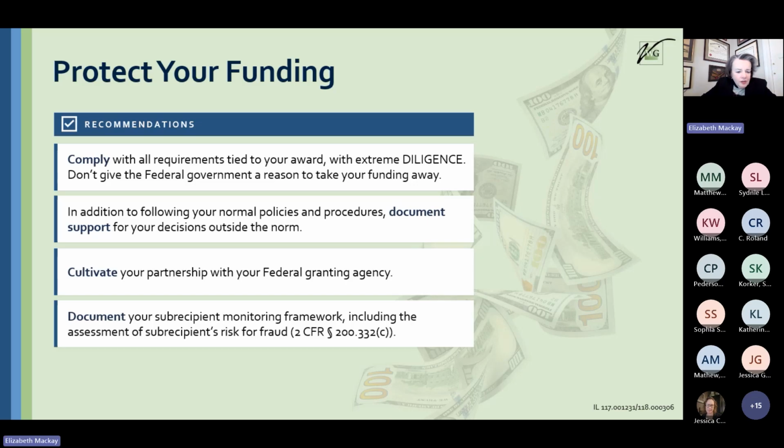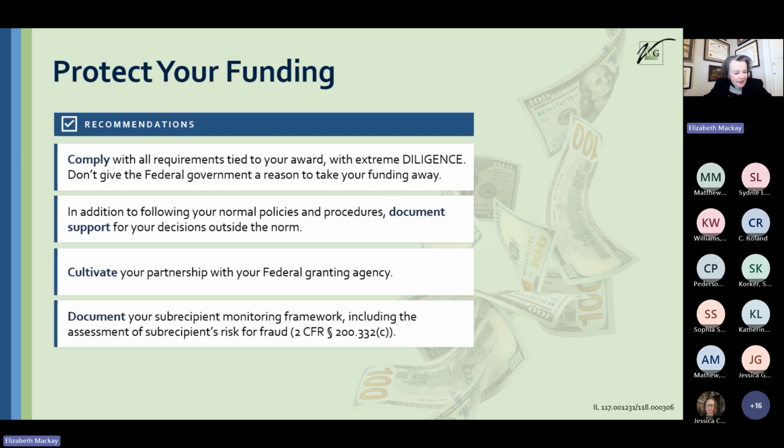Also, cultivate your partnership with your federal granting agency. Now, this probably sounds counterintuitive after we're talking about your funding being pulled back or reallocated, but think about all those executive orders that were directed to the federal agencies. Okay, the federal agencies are the first line of defense here. They're under the gun at the first order. So I think the approach that you want to take to your federal agencies is think Tom Cruise in Jerry Maguire, right? Help me to help you. It's a partnership.